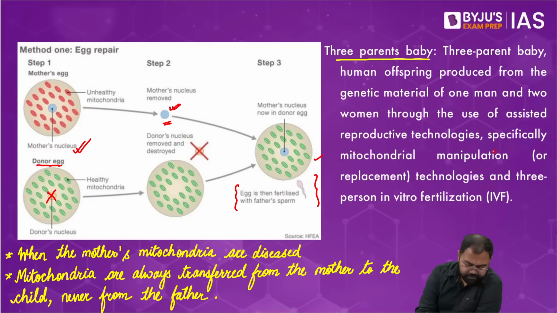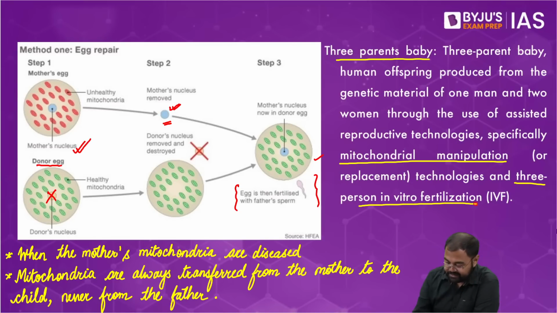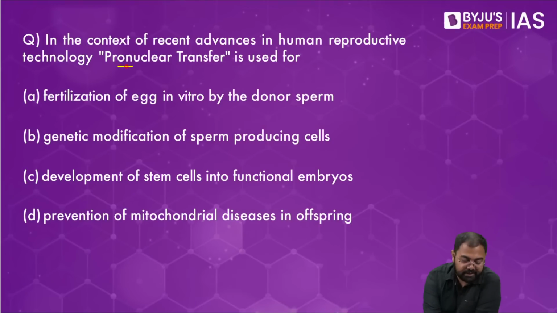Right, so there are different names that are given. For example, mitochondrial manipulation technology, or three-parent in vitro fertilization, or another name that is used is pronuclear transfer. So this was also a question that was asked in your paper, pronuclear transfer.